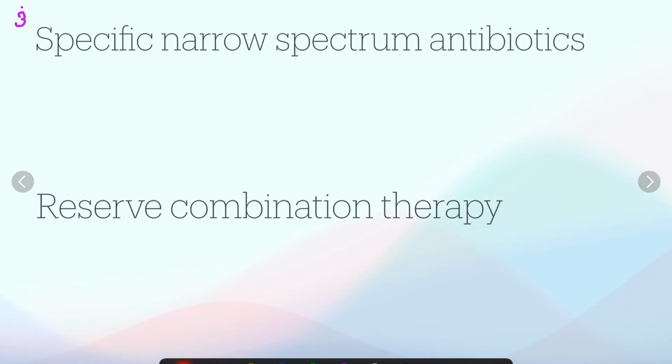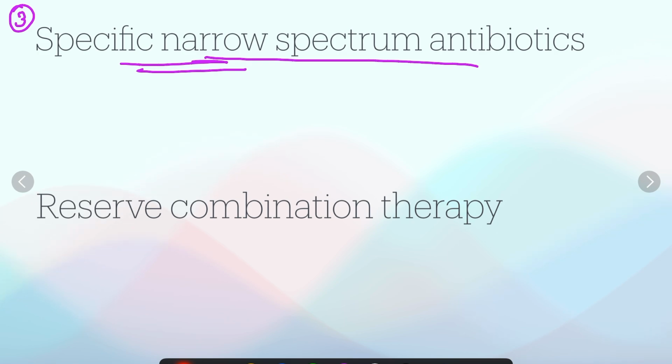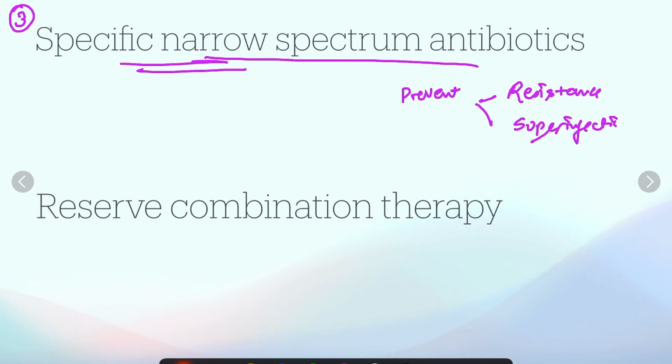Coming to the third one, try to use specific narrow spectrum antibiotics rather than starting with broad spectrum antibiotics straight away, so that we can prevent the resistance for the antibiotic and we can prevent the super infection.